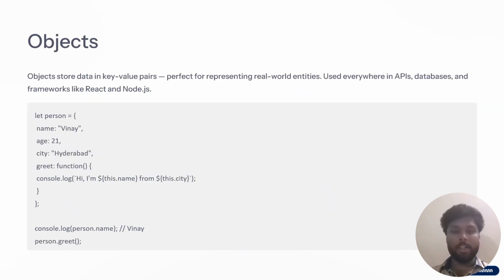Coming to objects. Objects are used to store data in key value pairs. They are perfect for representing real world entities like a person, car, or student. In this example, the object stores name, age, city, and a function, which we call greet. We can access object data using the dot operator. Objects are heavily used in APIs, databases, and frameworks like React and Node.js.